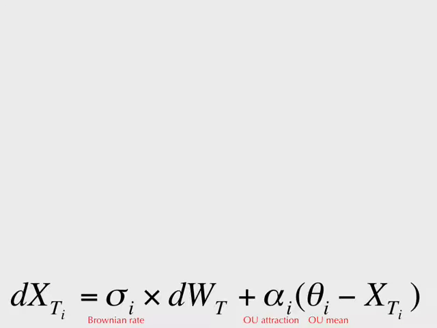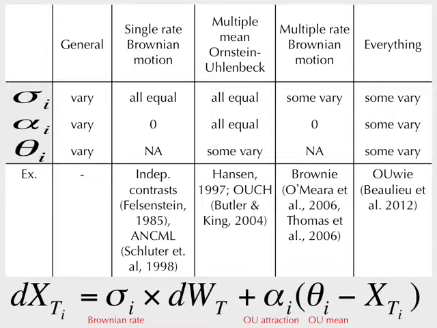The history of the field is one of going from a very simple model to a more complex model. So this general model, people generally stay away from, with all these changes across all the branches. The simplest is single rate Brownian motion, where sigma is equal across the entire tree, alpha is zero across the entire tree, and theta doesn't matter. I'm not being pulled towards anything. There's no strength of elastic pull.